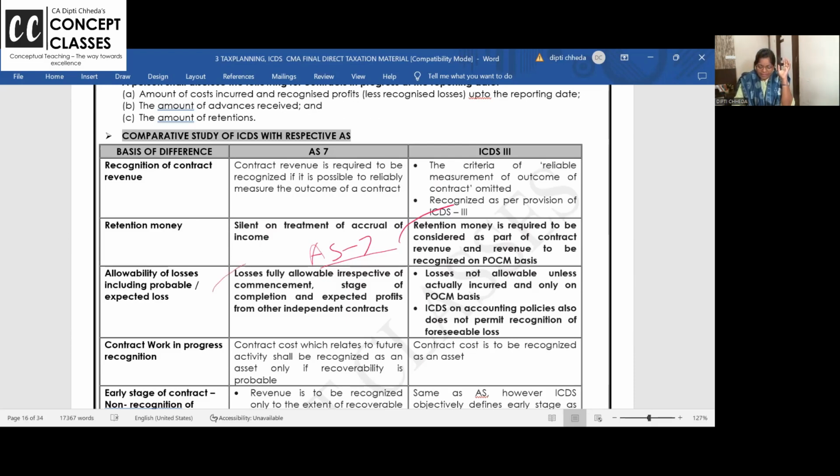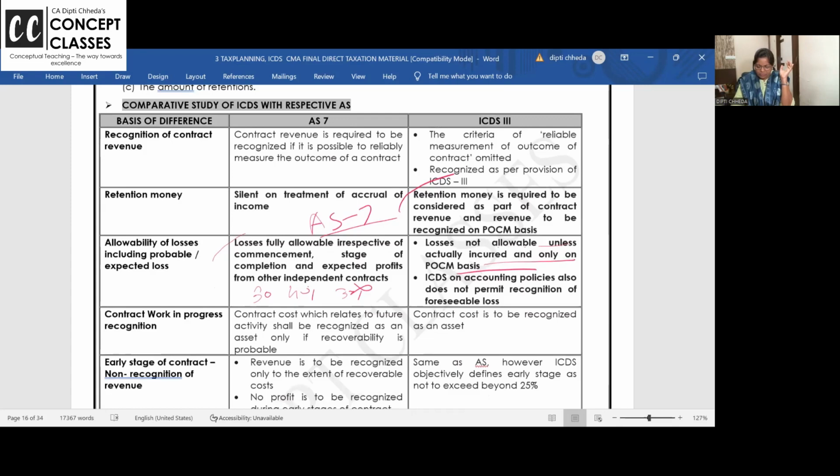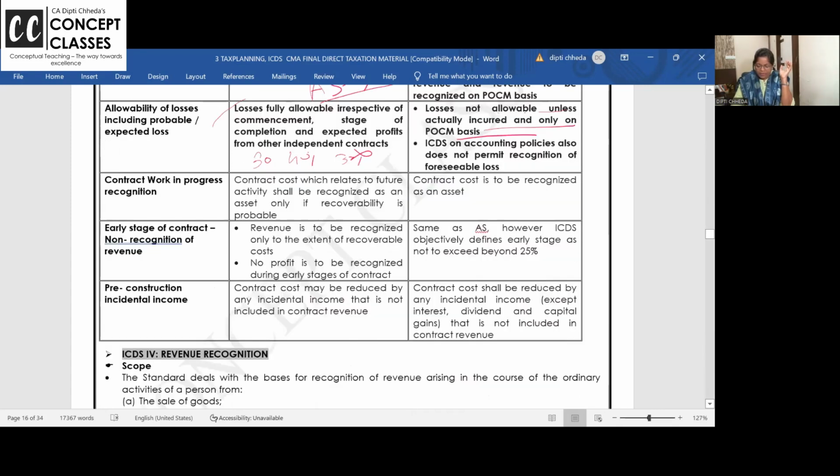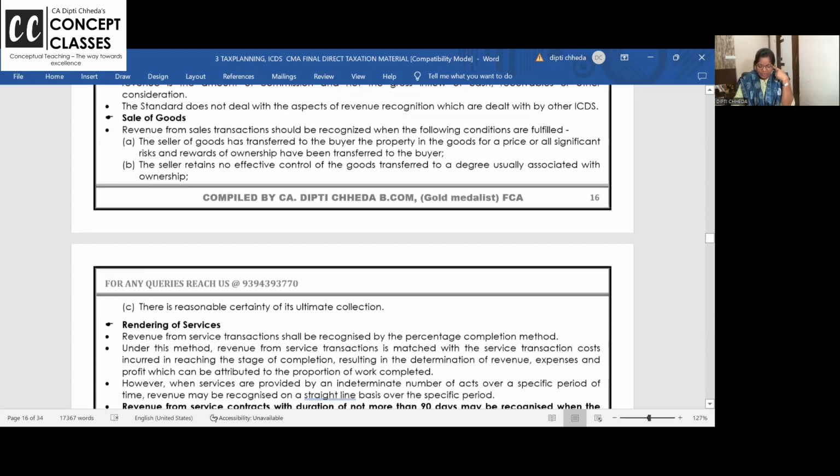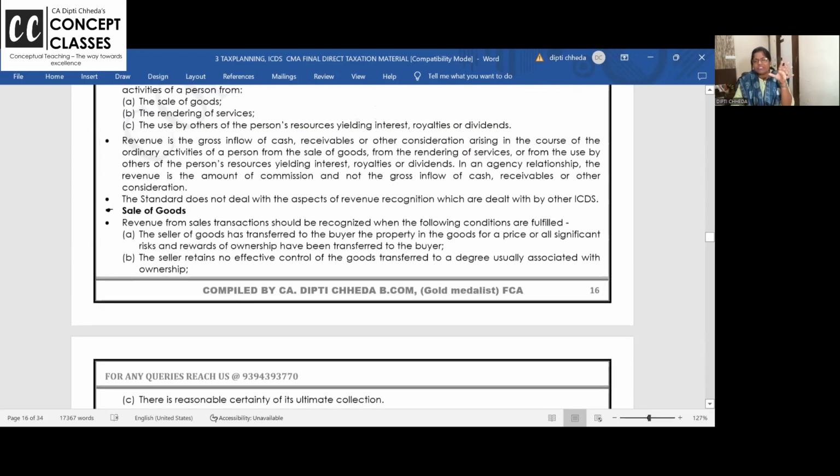Ma'am, can we recognize loss in stages, 30% and then next year 40 and again 30? Answer is no. Here losses are allowed only when they are incurred according to the percentage basis. Okay, right? So these are all the details for ICDS 3. Then we have revenue recognition. Revenue recognition, one this and one AS 10.